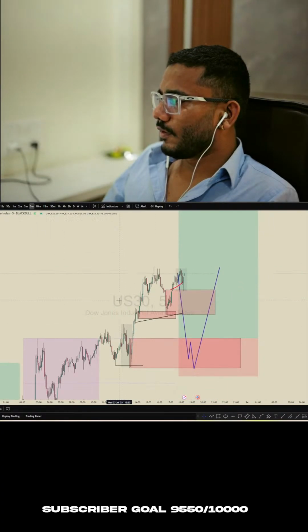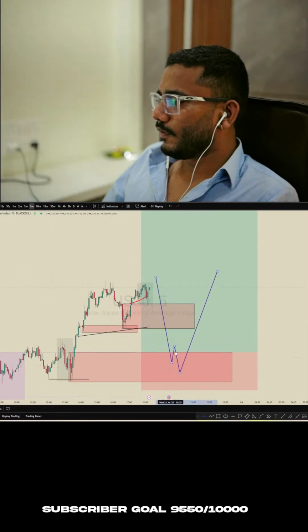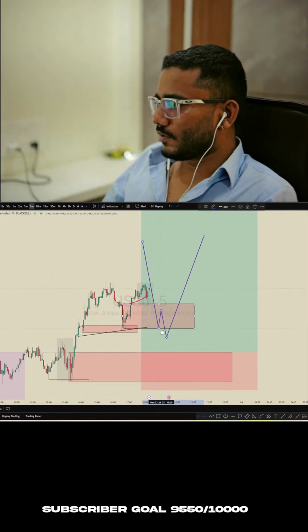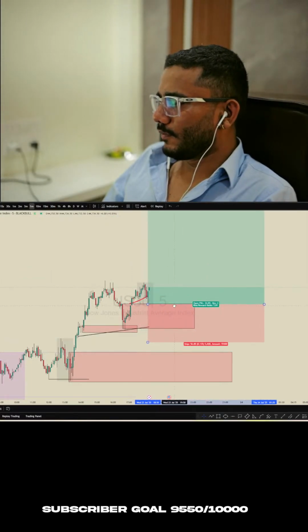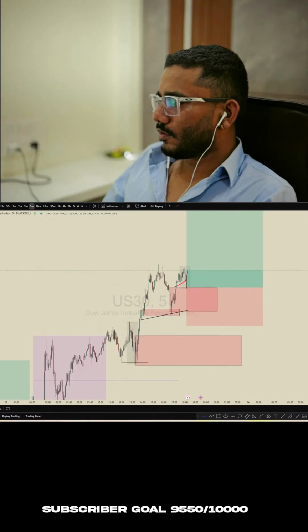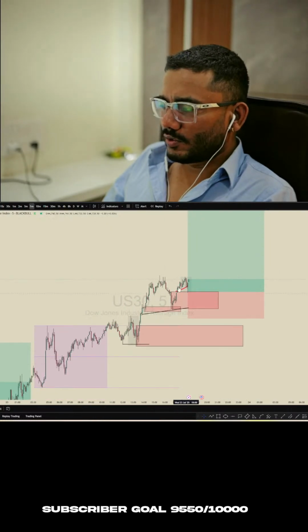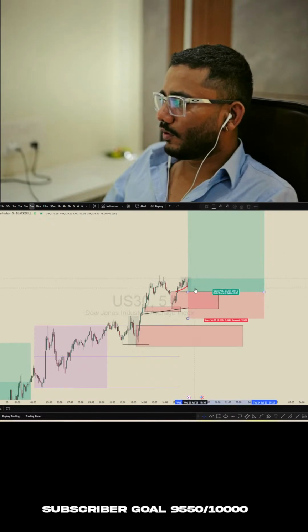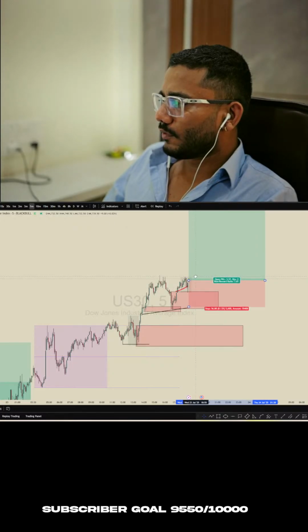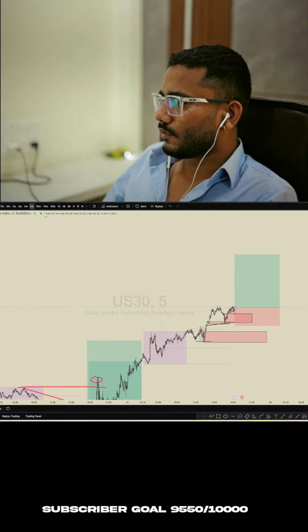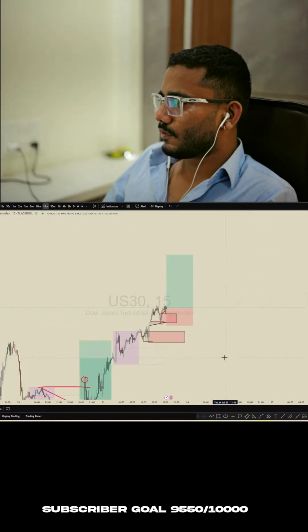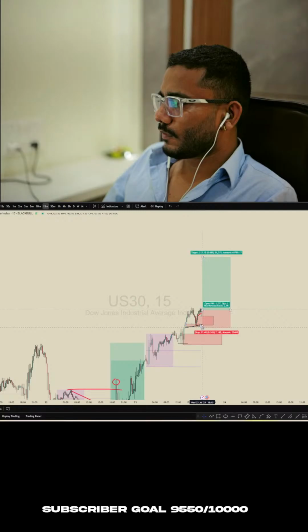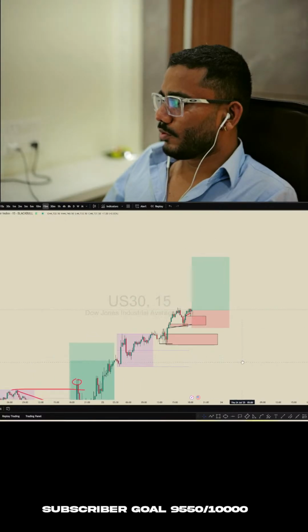So right now, as you can see, price has swept this liquidity, and we can look for a buy side setup at this area. Using 5% risk, we can enter over here, 0.5%. So we have two entries, this one and this one.